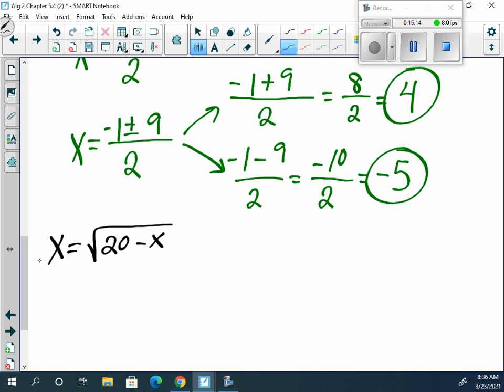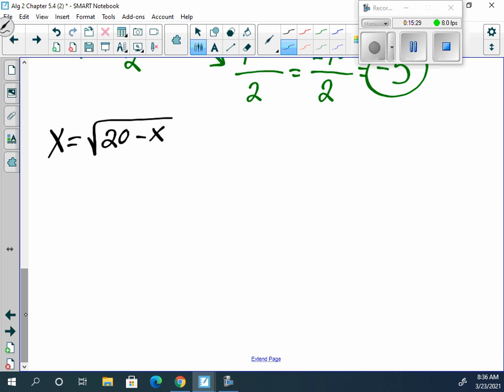Is there anything affecting that x outside? No. So there's nothing that's going to make this x become positive if it was negative. So when we do negative 5, it'll be negative 5 is equal to the square root of 20 minus negative 5. That's not going to work because a radical cannot equal a negative.